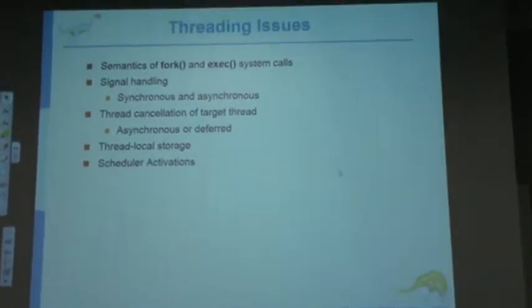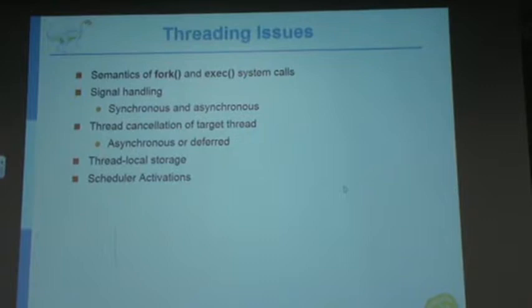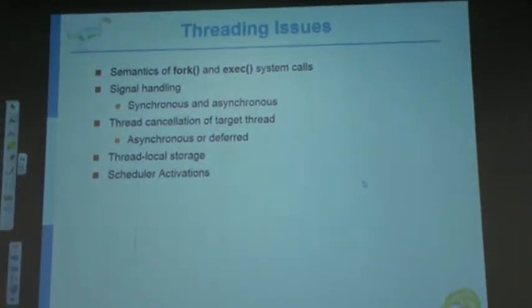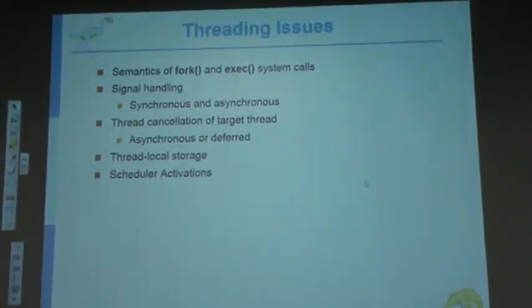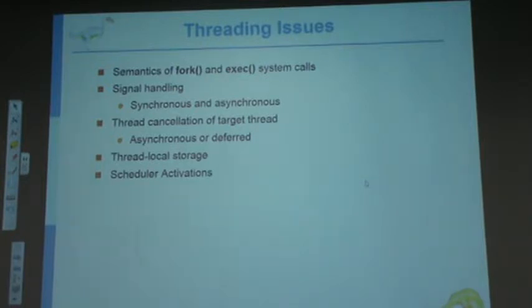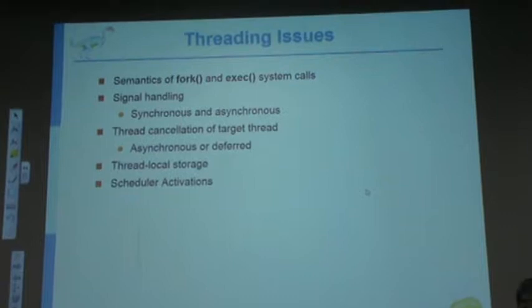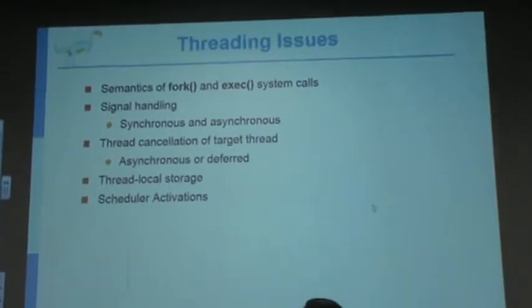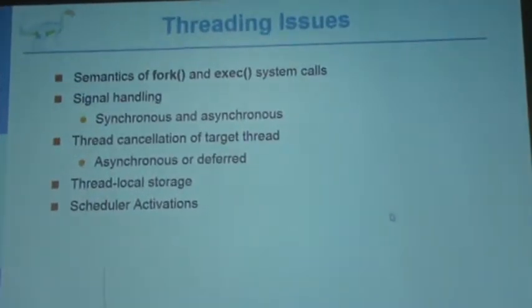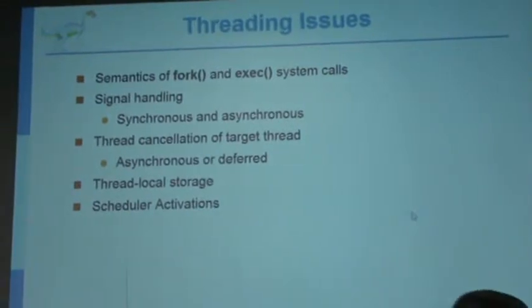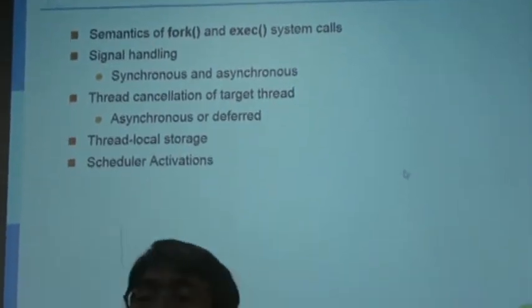Is there any issue to use the thread in our operating system? It can be summarized as this slide. The first is the semantics of a fork and EXEC system call. That means how can we create a new process? To create a new process, that process should be copy of a clone of the parent process.